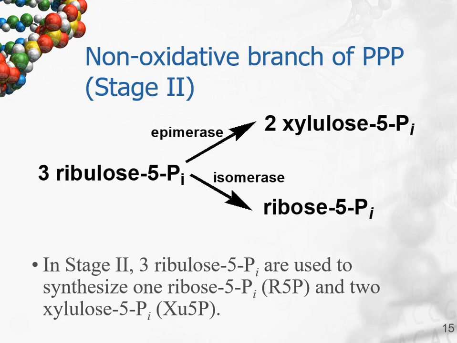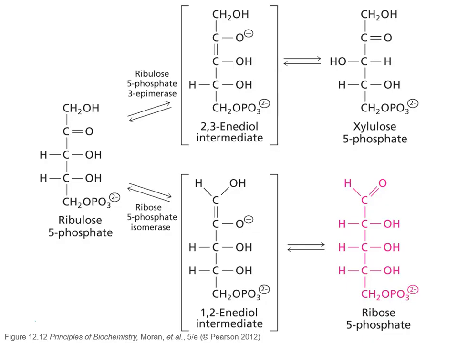In stage 2, we will need to run stage 1 3 times to obtain 3 molecules of ribulose 5-phosphate. And then what we will do is we will use an epimerase enzyme to convert 2 of those molecules to xylulose 5-phosphate and 1 of those molecules to ribose 5-phosphate. So here are the structures. So here's ribulose 5-phosphate. Again, that was a product of stage 1 of the pentose phosphate pathway.